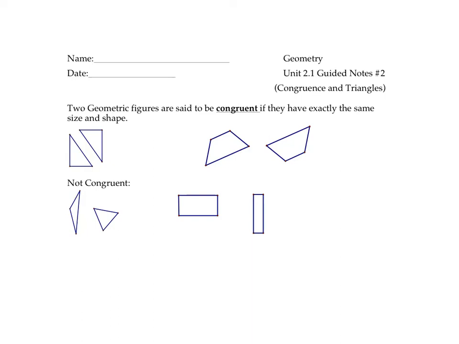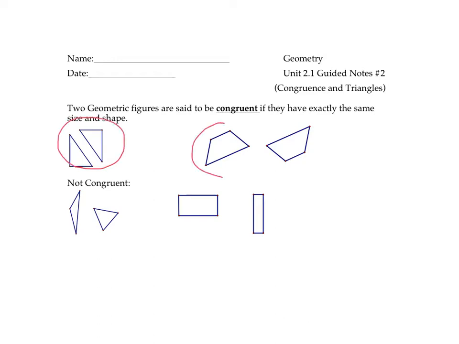In today's lesson from Unit 2.1, we'll be looking at congruent figures, especially congruent triangles. Two geometric figures are said to be congruent if and only if they have exactly the same size and shape. So our first two triangles right here are the same size, same shape, so they are said to be congruent.